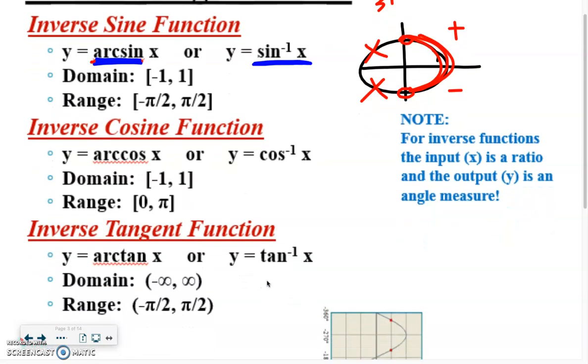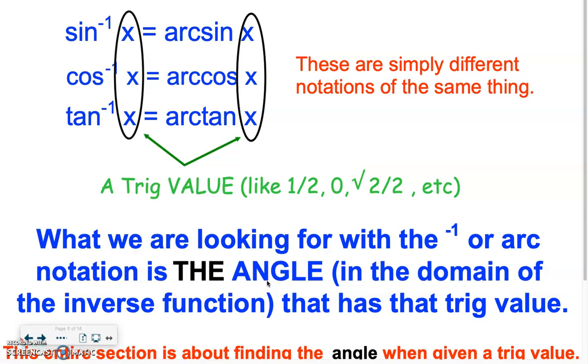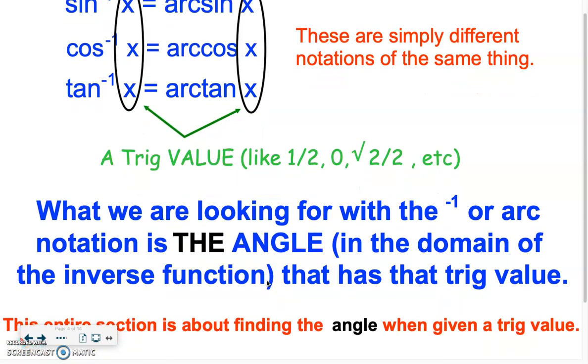Okay, so a lot more to come on this tomorrow, but the big takeaway in these last seconds that we have is that if you're using the arc or the inverse notation, you're finding angles. That's what this is about: what angle on the unit circle leads to whatever we're asking.